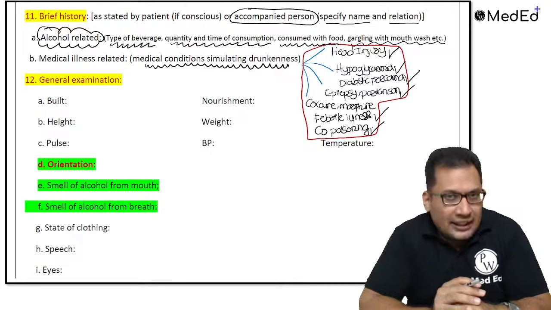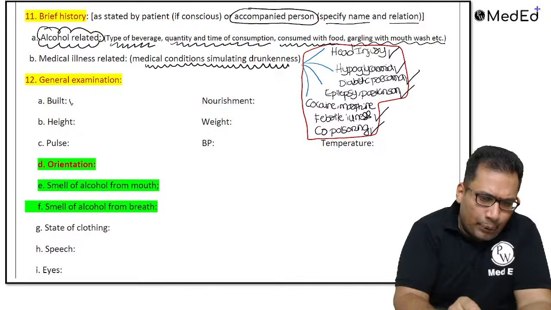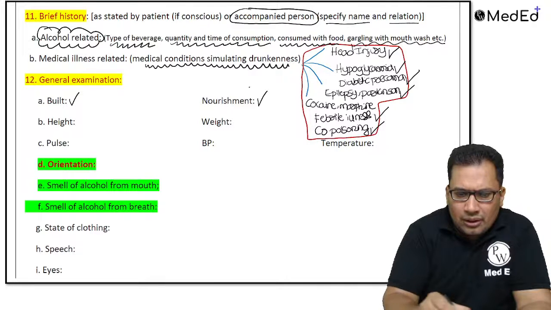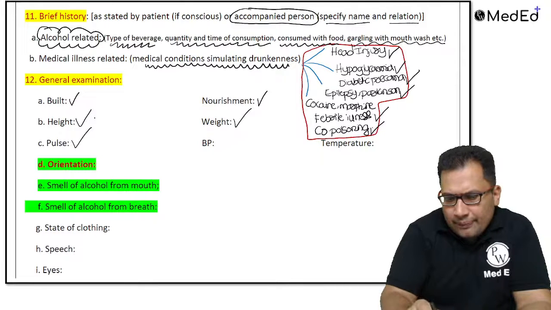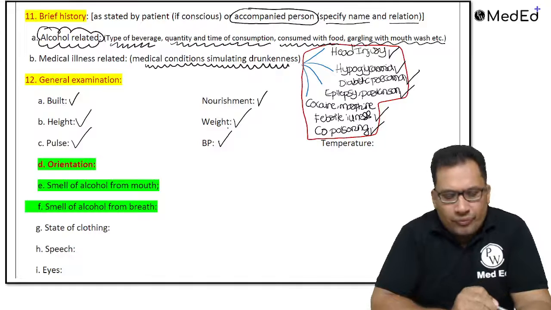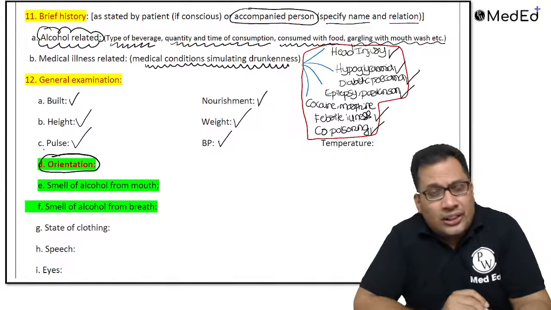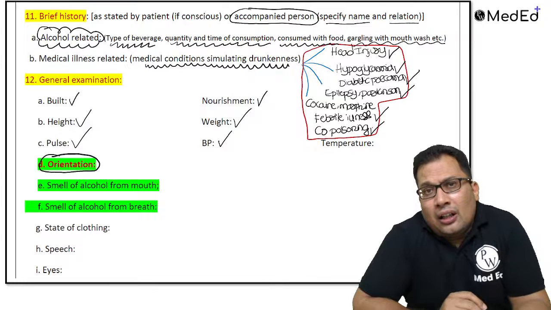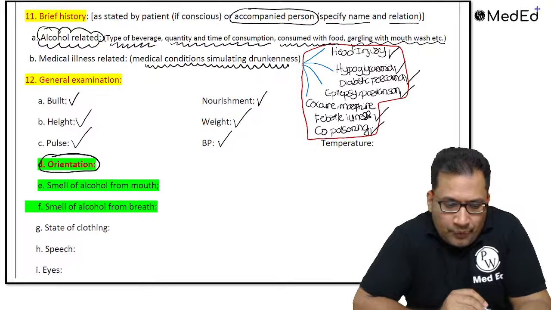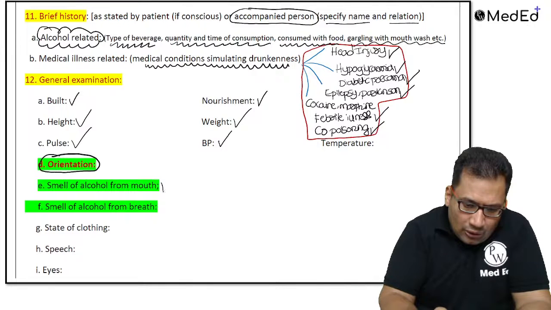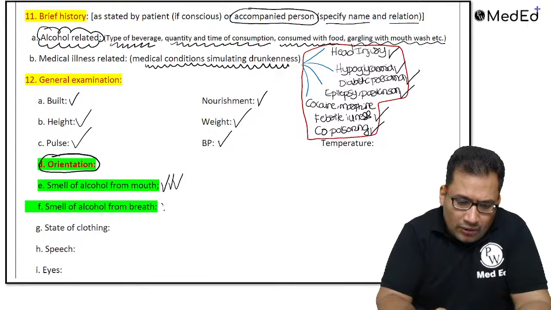Then comes the general examination. In general examination, you need to mention build, nourishment, height, weight, pulse, temperature, and the orientation. Whether the person is oriented or disoriented to time, place, and person. Whether there is a smell of alcohol from the mouth, smell of alcohol from the breath.